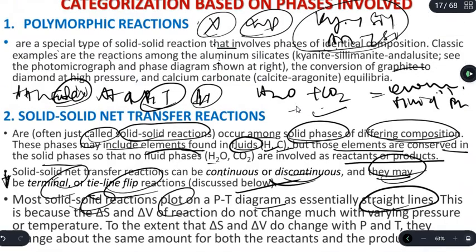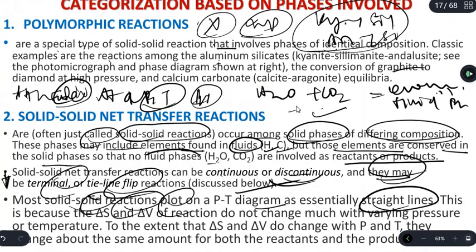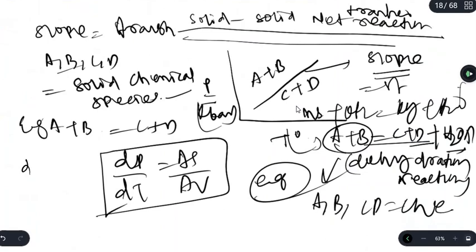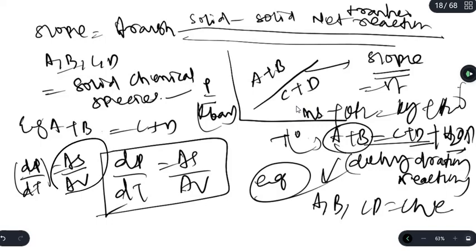Right? So most solid-solid reactions plot on the PT diagram as essentially straight lines. Why is it a straight line? Because there is no involvement of the fluid. अगर fluid होगा तो pressure and temperature के हिसाब से वो change होगा, right? कल बताया था ना, अगर fluid present होगा, if the pressure is high, then volume will be reduced. Am I right or wrong? If volume is reduced, then the slope will be on the higher side. If the pressure is low, then volume will be higher, and the slope will gradually decrease.